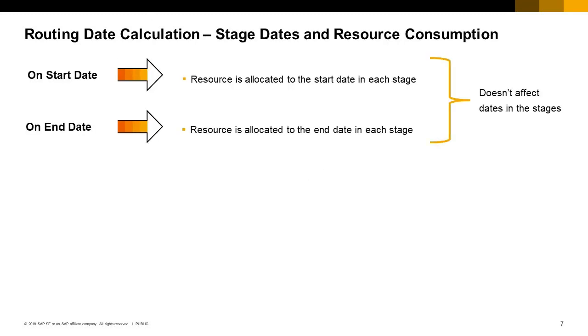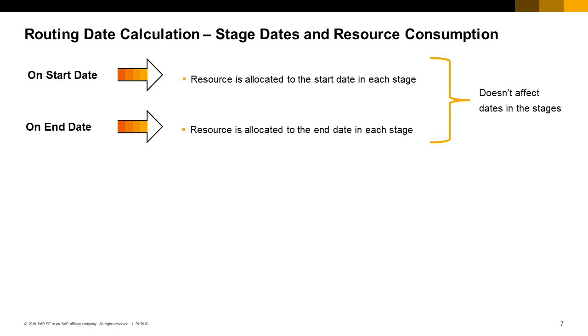The start date and end date in the header are the time range for the consumption of the component in the production order. However, different calculation methods may set different start and end dates of the stages within this range. With methods, on start date and on end date, there are no date dependencies between stages in the order. The start date of all stages is defaulted from the start date of the header. The end date of all stages is defaulted from the due date of the header.